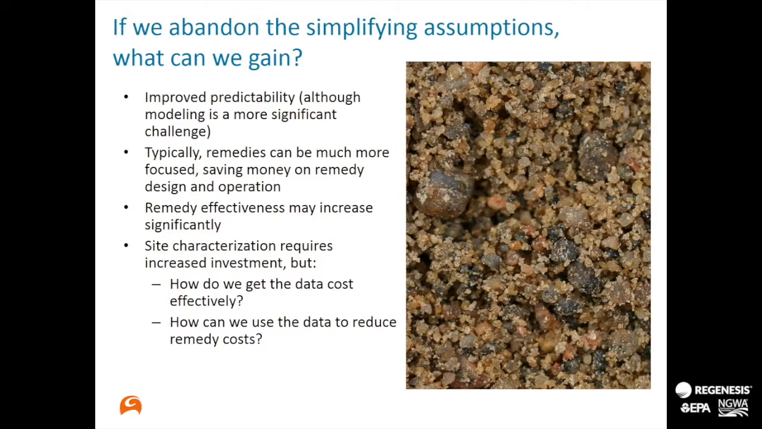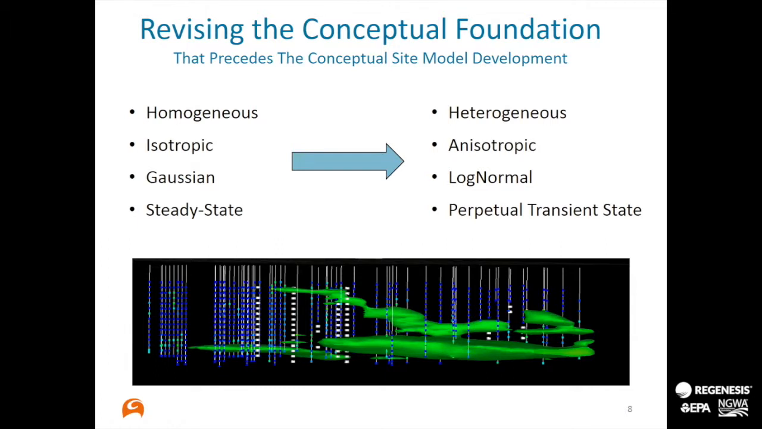So how can we use that data to reduce remedy costs? By focusing the remedy and treating only the part of the aquifer that needs it. And it can be a very, very large reduction, down to 10 or 20% of the level of effort. So what we're going to do is revise the conceptual foundation, and it has to really precede the conceptual site model development. Get rid of the homogeneous isotropic mantra, rotate into the heterogeneous anisotropic, lognormal, not Gaussian, perpetual transient state, not steady state, and we'll all be happier with our outcomes.